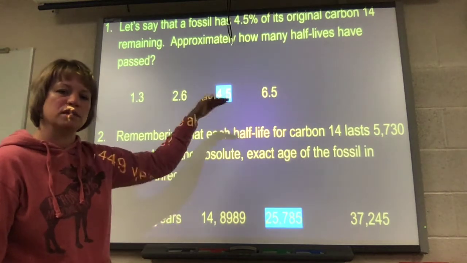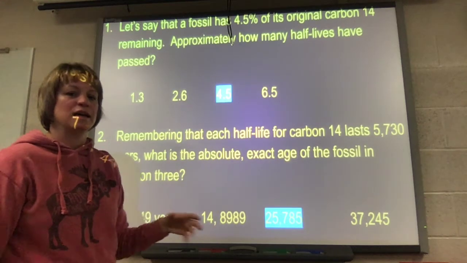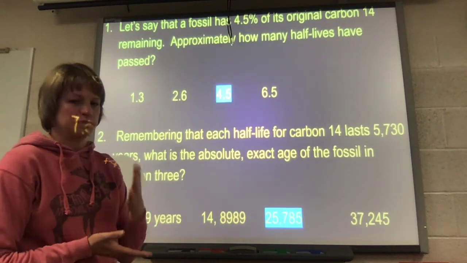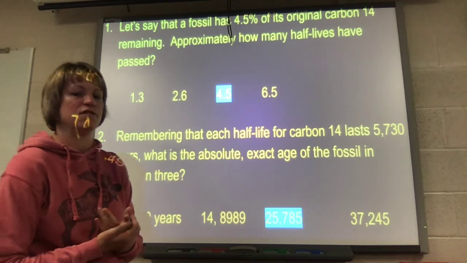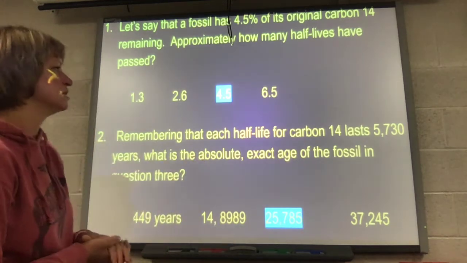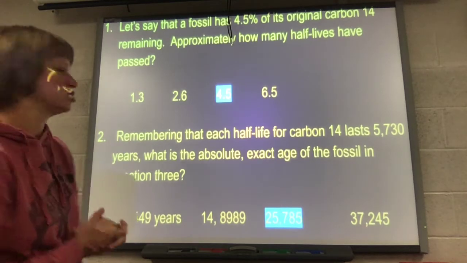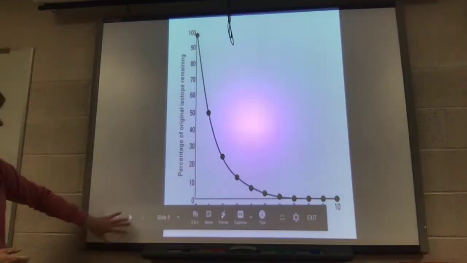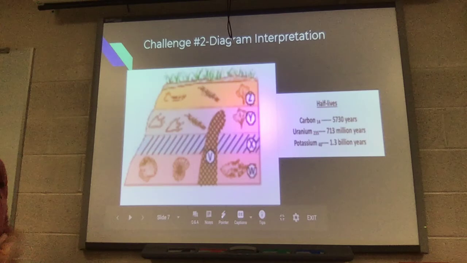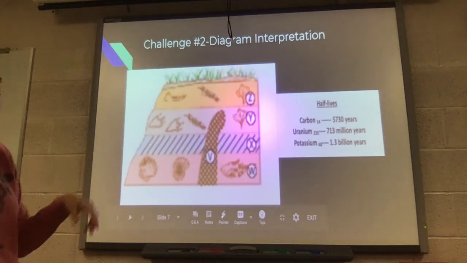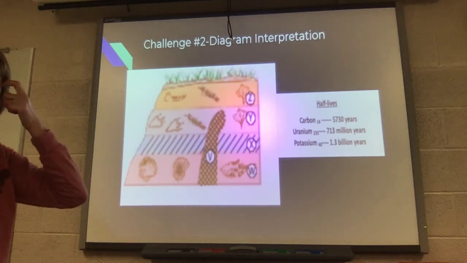So the whole point with these last two questions is that it doesn't always fall exactly on a perfect whole number half-life, which is okay because you can still use multiplication to find the exact or absolute age. Now the next and final challenge on this assignment, and I'm sorry that turned out a touch blurry, is a diagram interpretation.